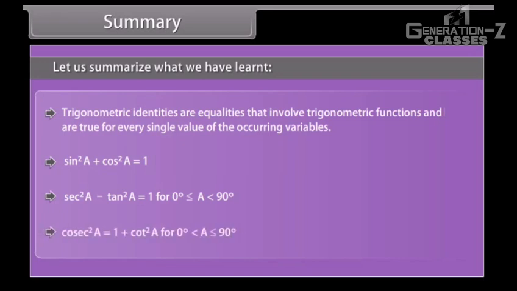Cosec square A is equal to 1 plus cot square A, for 0 degree is smaller than A, which is smaller than or equal to 90 degree.